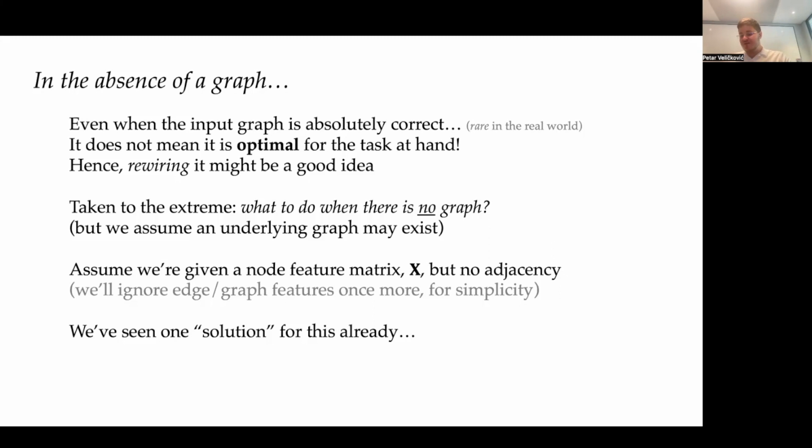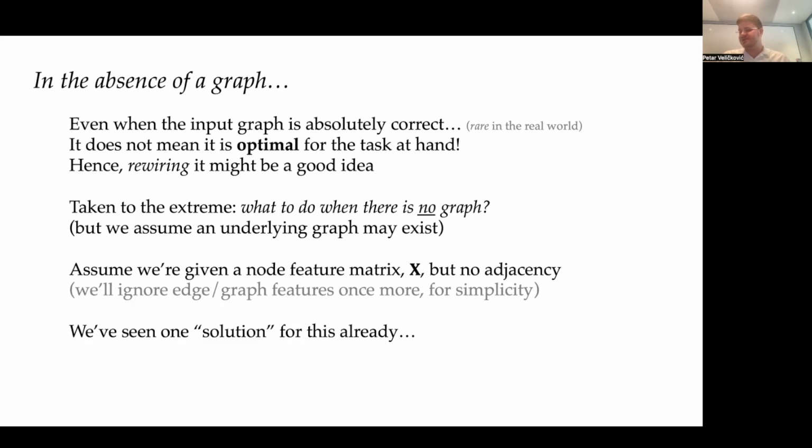So even if you have an absolutely correct graph, which very rarely happens, rewiring it to be specialized for the task you're solving might be a very good idea. And we can even take this concept to the extreme, right? Like, what do you do when there is not even any graph to begin with, but we assume that one might exist? So imagine, for example, in the case of physics, you have a bunch of particles. These particles are interacting with one another, but you don't actually explicitly know the forces at play between them, right? You just see the motion of those particles, and you need to figure out what is going on in between.